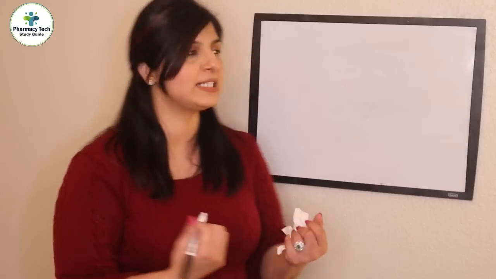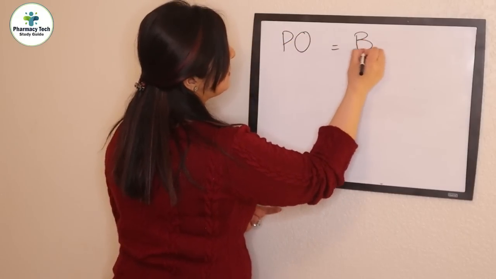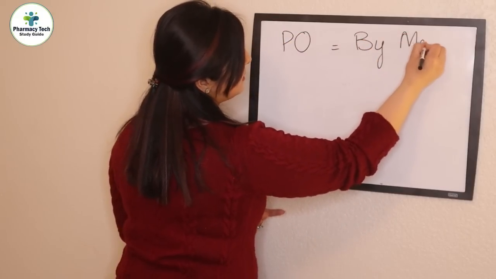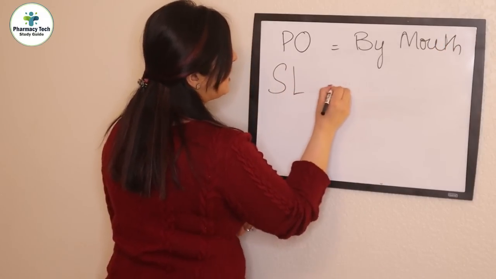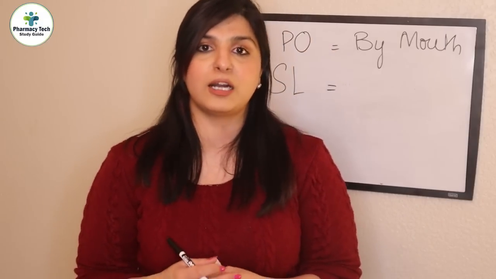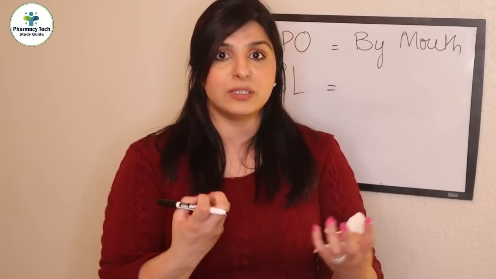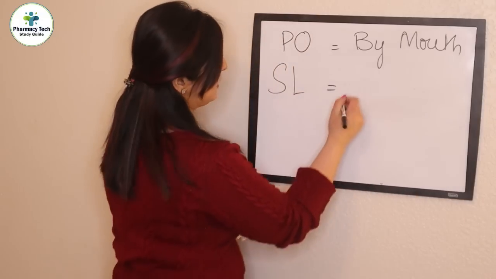Okay, now some of the other common routes of administration are oral, and then we also have under the tongue. So oral is PO. PO means by mouth. Then we have SL. SL means sublingual. And if you've heard of language courses, lingual means tongue. So sublingual means under the tongue.